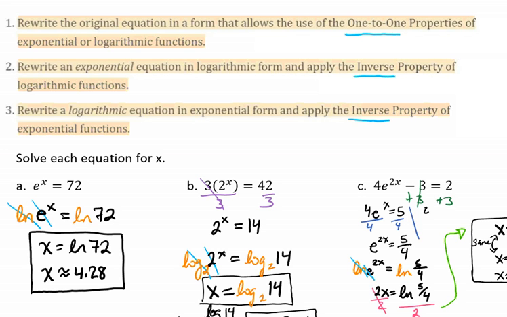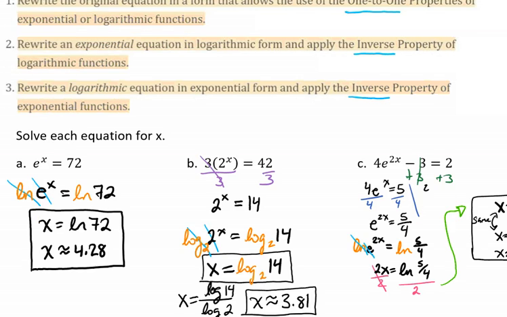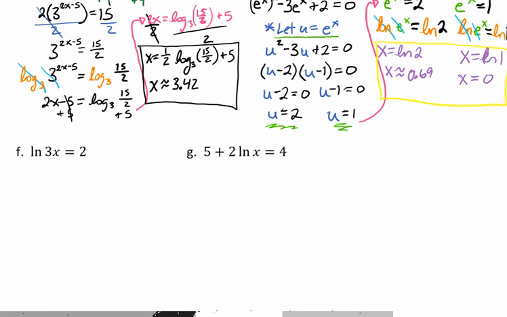A first strategy would be to rewrite the original equation in a form that allows the use of the one-to-one properties of exponential or logarithmic functions. Our second strategy would be to rewrite an exponential equation into logarithmic form and apply the inverse property of logarithmic functions to it. And the third strategy would be to rewrite a logarithmic equation in exponential form and apply the inverse property of the exponential functions. So let's go down to where we left off with our final examples.